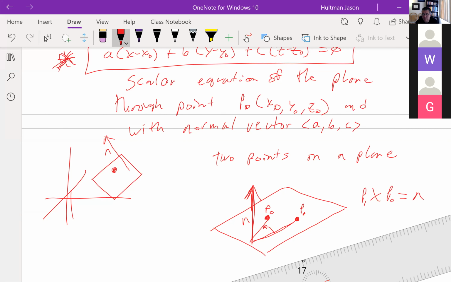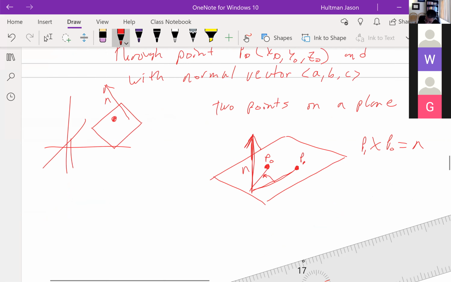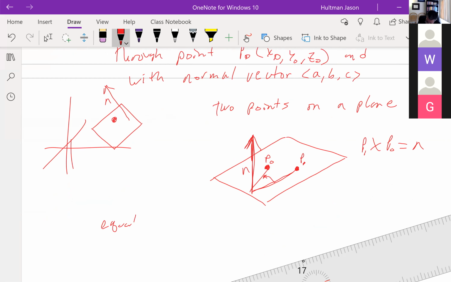So there I would have 2 points and a normal vector, and I can just use one of the points with the normal vector to write the equation of the plane. This tells me that equations of a plane are not unique. Okay, they're not unique.